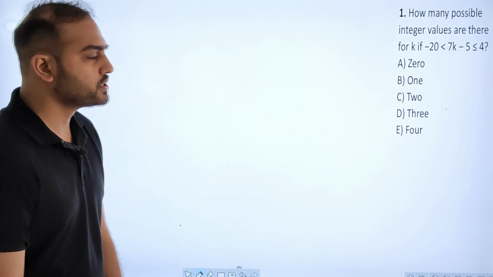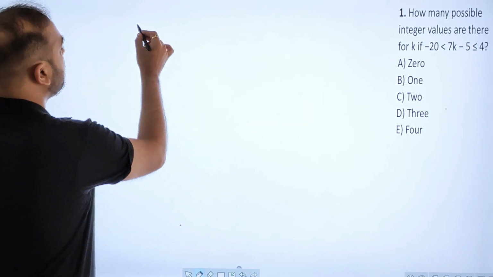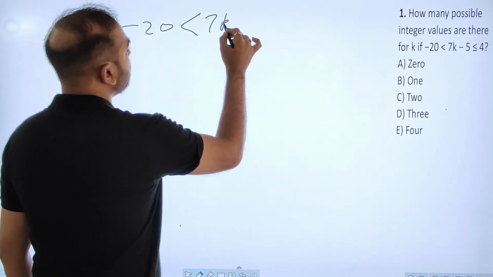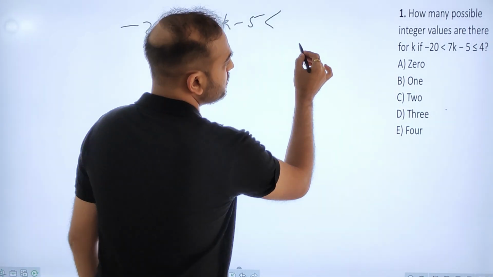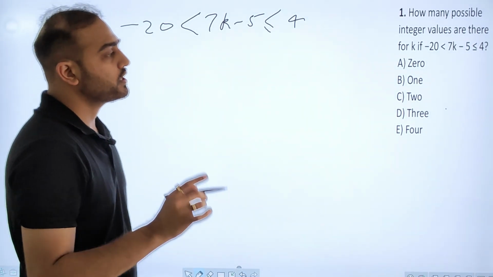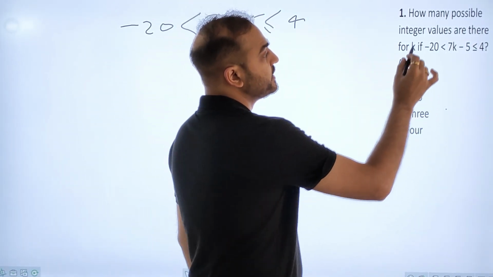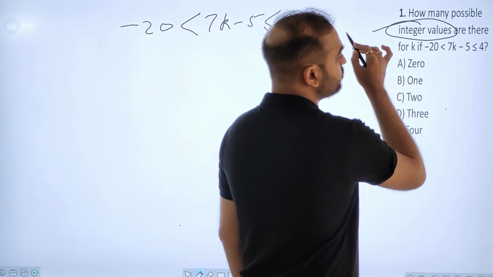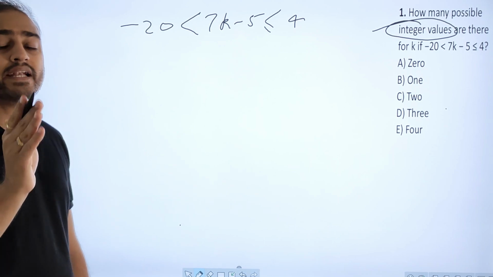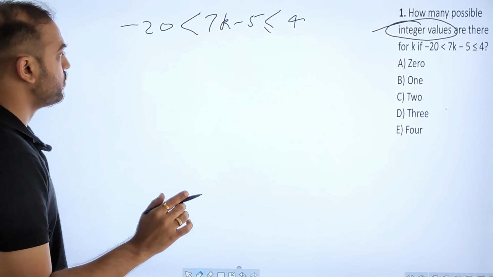I hope you have read the question. We have -20 less than 7k - 5 less than or equal to 4. Now remember, read the question carefully. It says integer values. So we don't want all values of k, we want only the integer values of k.